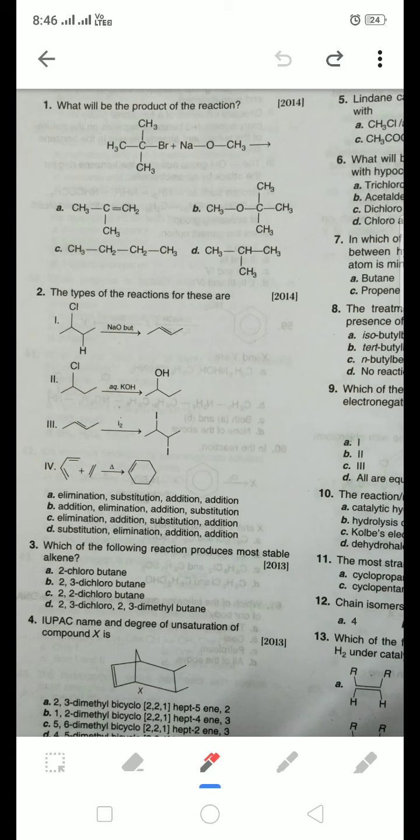So today we are discussing some of the previous year questions from the chapter hydrocarbons, and you can see the trend that per year at least 2 questions are asked from the hydrocarbon chapter. So let's begin with our first question.